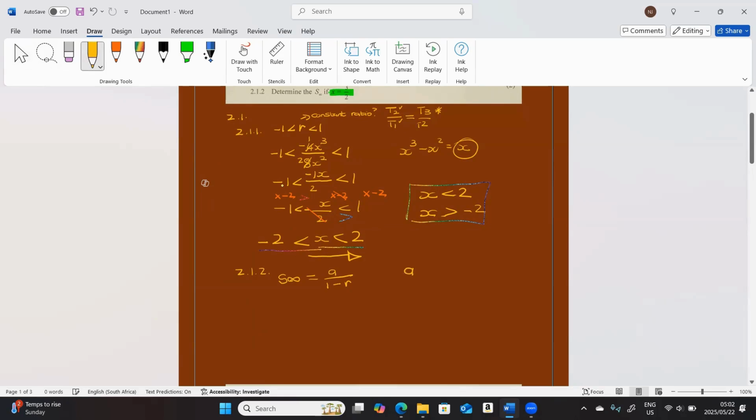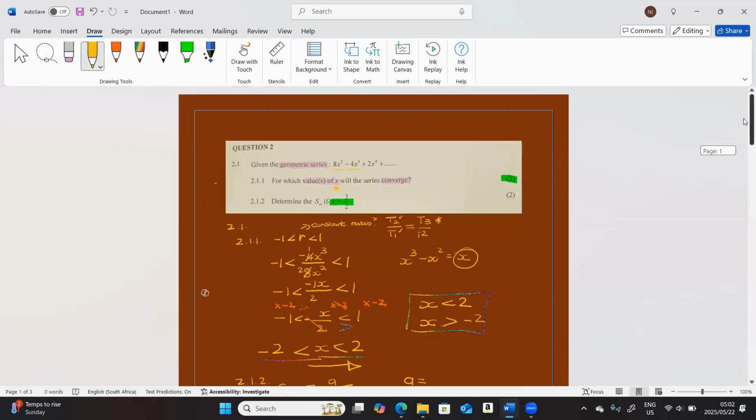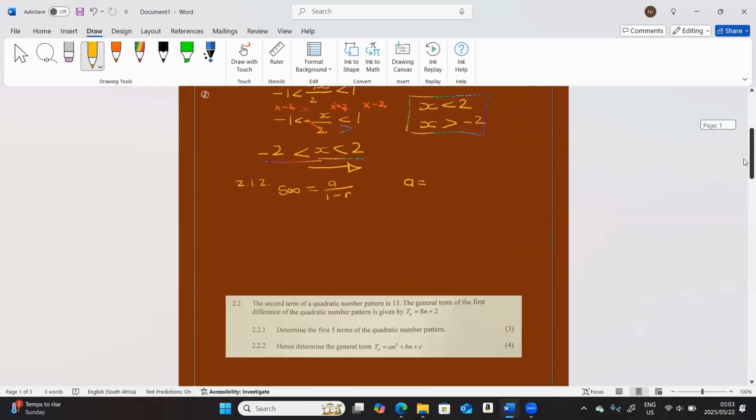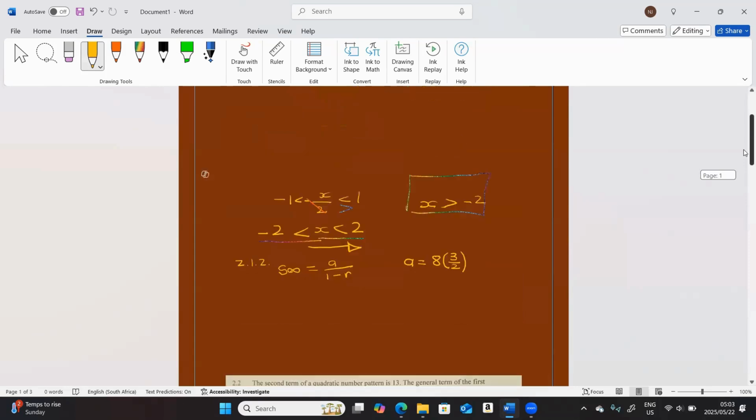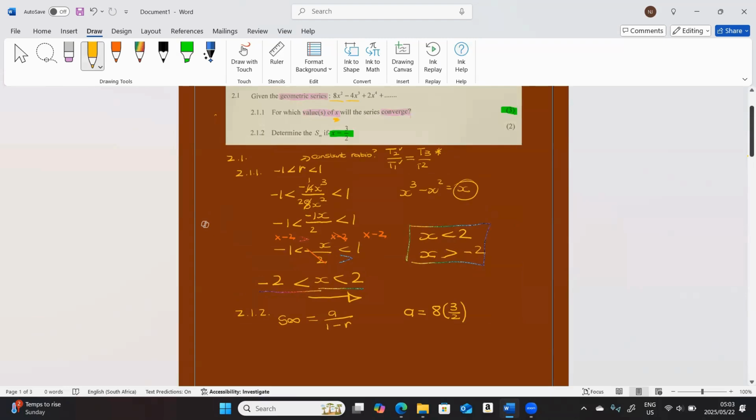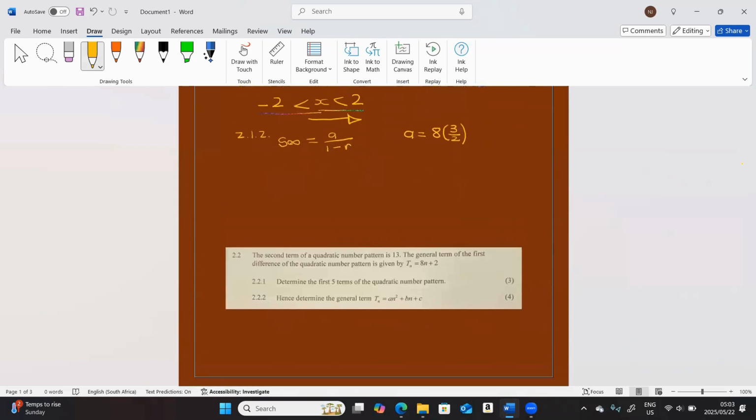To get a, we need to say, what was the first term? The first term was 8x squared. So you will write 8, but remember, in the place of x, we can substitute 3 over 2, because that's what they gave us. x is 3 over 2. So you substitute x with 3 over 2, and then it is squared. You can type this into your calculator and get your answer immediately, but I am not going to do that.